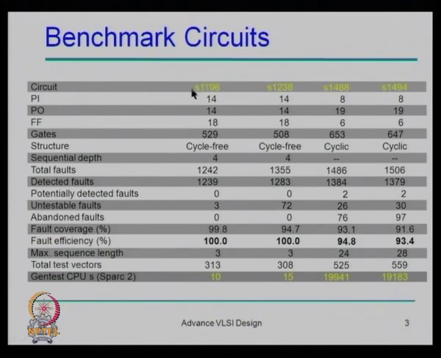To see how difficult this is, look at these two ISCAS 89 circuits. S1196 has 14 primary inputs, 14 primary outputs, and 18 flip flops, and about 529 gates. S1494 is almost a similar kind of circuit, which has 8 primary inputs, 19 primary outputs, and only 6 flip flops and about 600 gates. But this one is a cyclic circuit, and this is an acyclic circuit. In test generation, you can achieve 100% fault efficiency for the acyclic circuit, and fault coverage is 99.8. That means your remaining faults are identified as redundant faults.